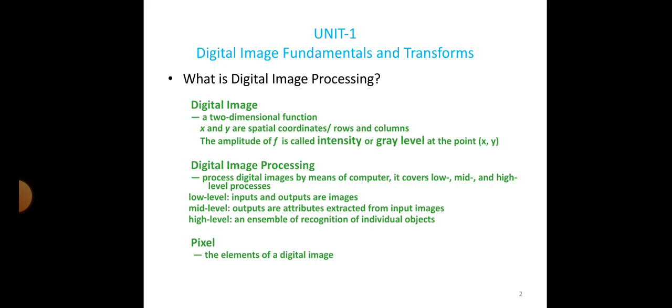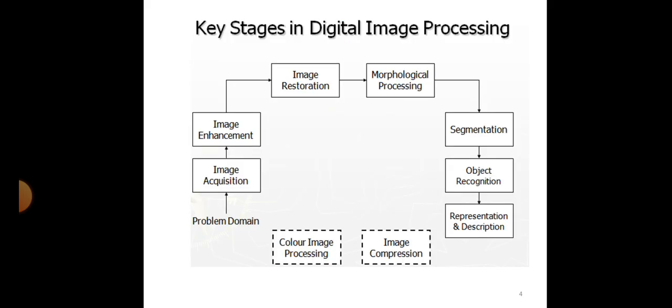In digital image processing, we represent each element as a pixel. A pixel is nothing but a picture element in a digital image. Each pixel is represented with the spatial coordinates x comma y. That means we represent the digital image in the x and y directions. Here we are processing the different stages of digital image processing.